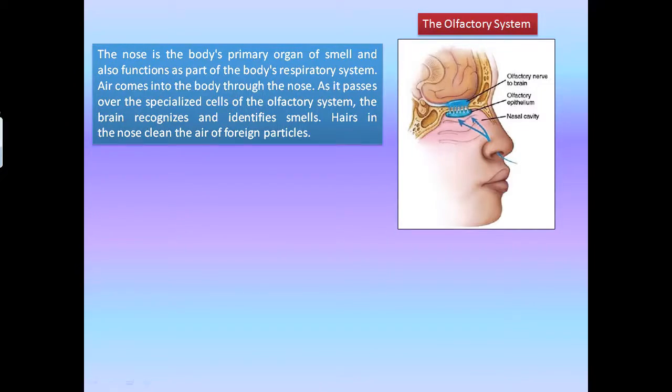Now, what is this olfactory system? The olfactory system has a role to play in the nose. The nose is the body's primary organ of smell and also functions as a part of the body's respiratory system. So air comes into the body through the nose. As it passes over the specialized cells of the olfactory system, the brain recognizes and identifies smells. The hair in the nose cleans the air of foreign particles.